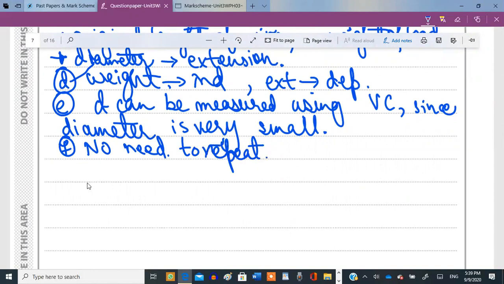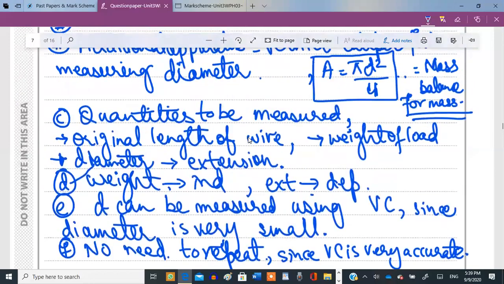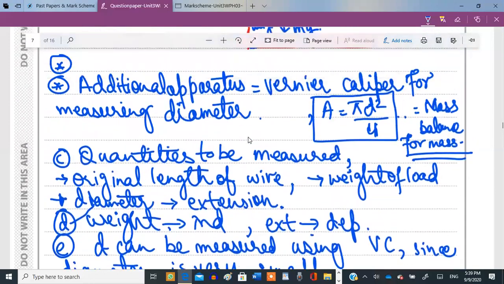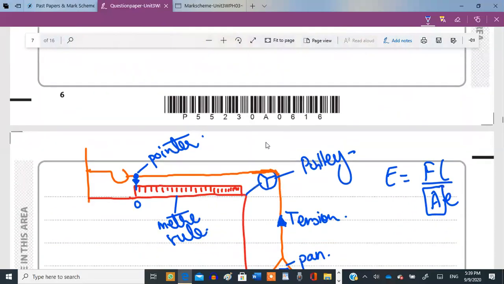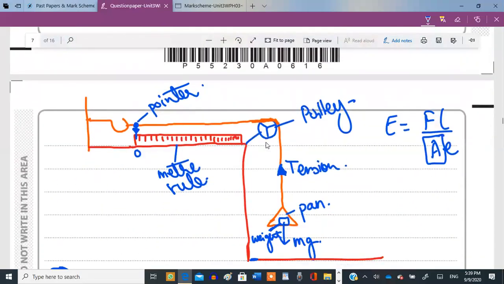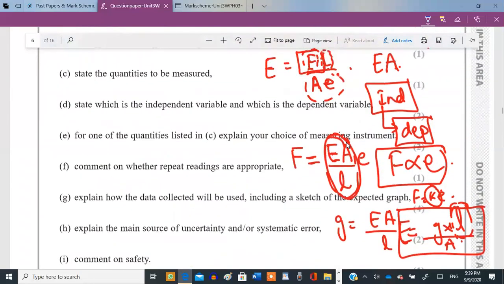Yeah, so you can measure it since the vernier caliper is very accurate. Or you could just, instead of this, use the extension as the quantity, or use the force as the quantity. And for those cases, you'll need to repeat them because you need them for the graph making, right? For the plotting.